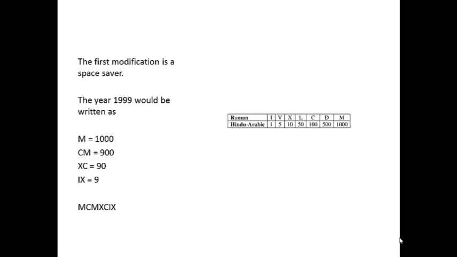We would write the year 1999, M for 1,000, no mods there. 900 we'll write as CM, 100 taken away from 1,000. For 90, we'll write XC, 10 before 100, and for 9 we'll write IX, 10 minus 1. So the year 1999 would be written as MCMXCIX.